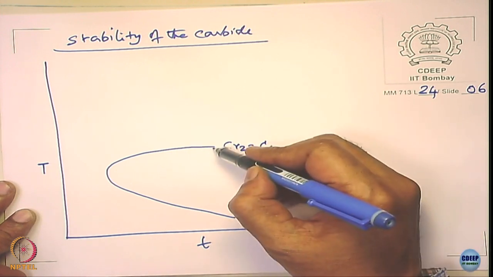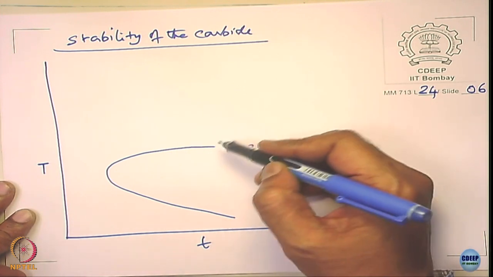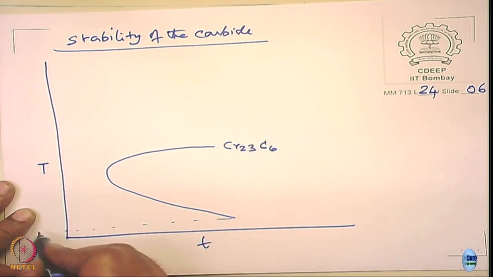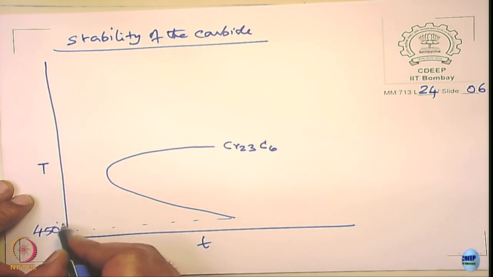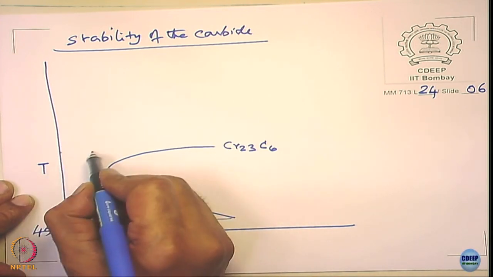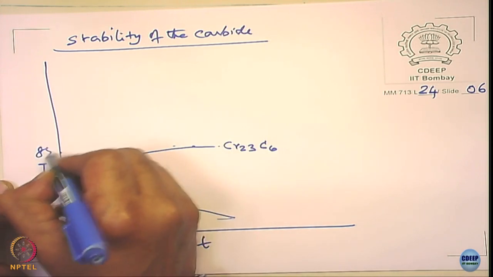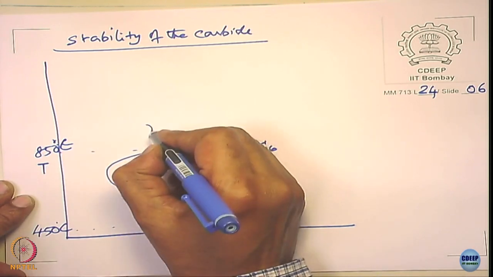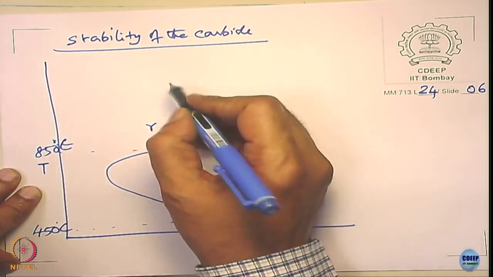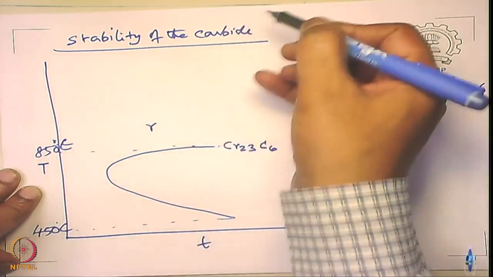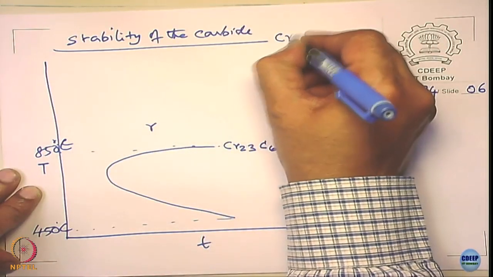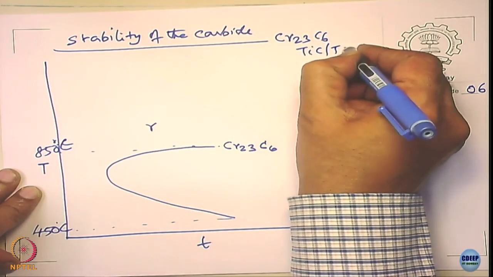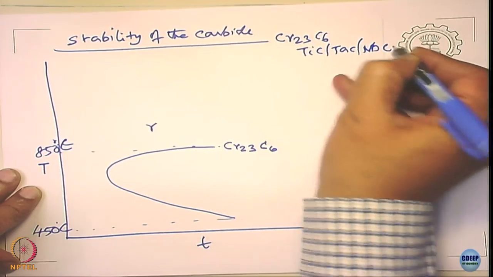Cr23C6 is a carbide that forms. What is the temperature region? It is between, say, 400, 450 and 850 degrees Celsius, right, and this is a gamma phase. What other carbides do you have here? You can also have titanium carbide, tantalum carbide and niobium carbide.